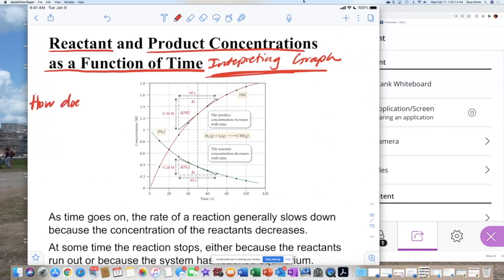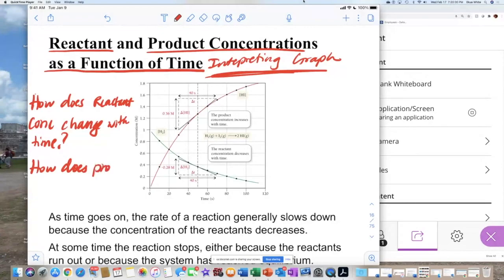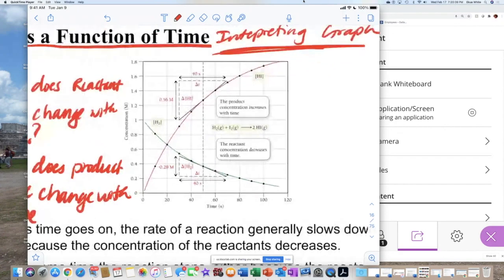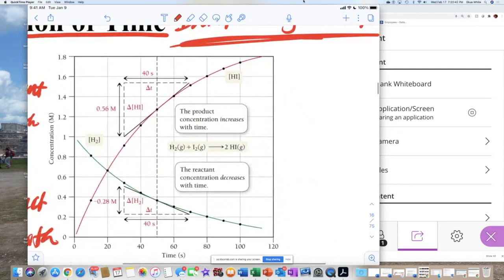How does reactant concentration change with time? And we're doing the same thing for the product. How does product concentration change with time? Okay. So as I look at this here, this is the last time we're focusing on both. From here on, remember, we're focusing on reactants only.